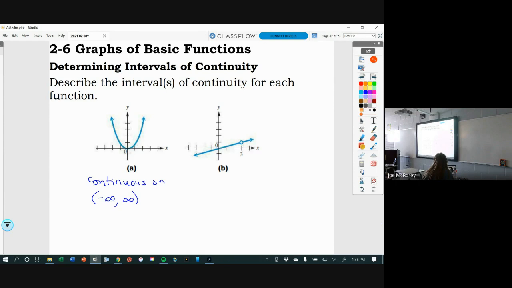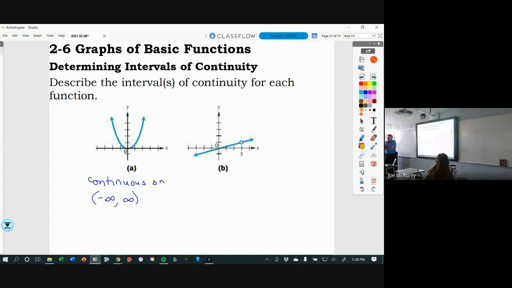Graph B. Is it continuous on the same interval? No. Why not? It's got a hole in it. We'll call it a graph with a hole.